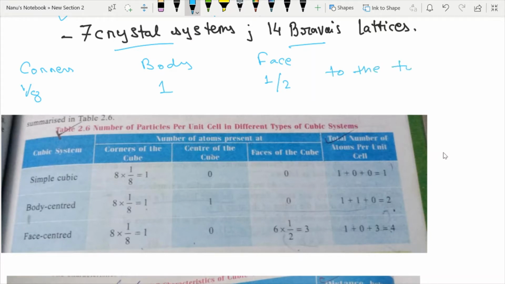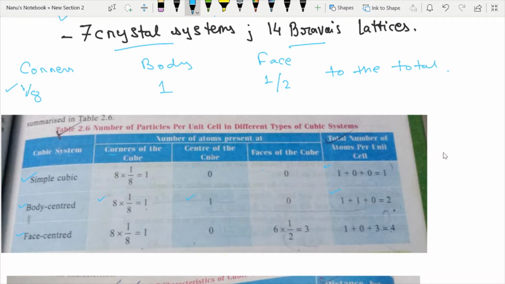Over here, in cubic systems, we have 8 atoms at the corners, and each corner atom will contribute 1/8. So for simple cubic, body centered and face centered, the corners all contribute 1/8. In a simple cubic, we do not have anything at the faces nor in the center, right? So the total atom count is 1. In body centered, the count is 1 for the body, that is in the center, and 1 that comes from the corners. So the total atom count is 2.